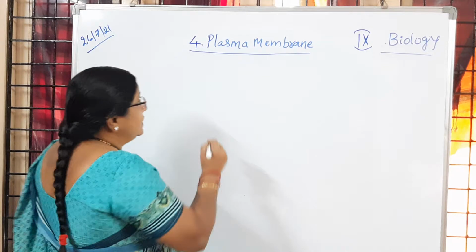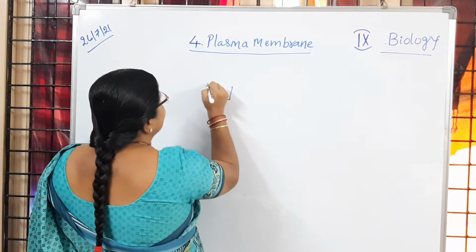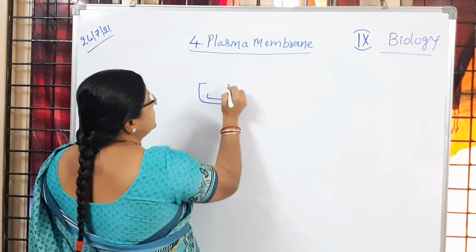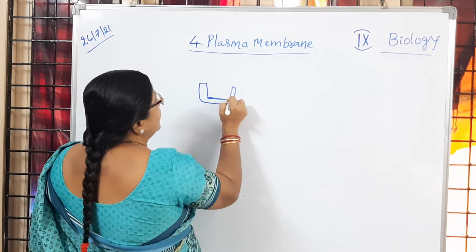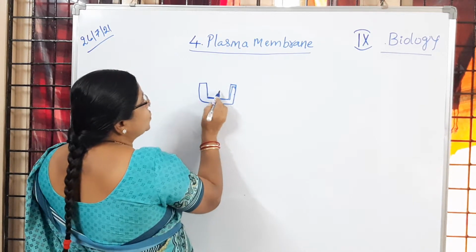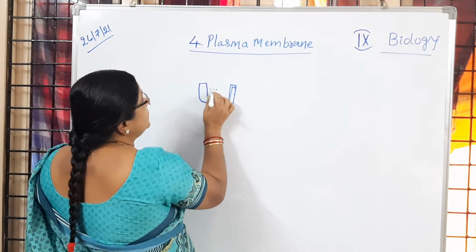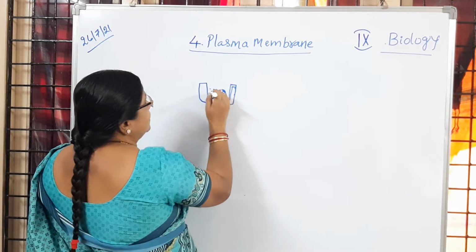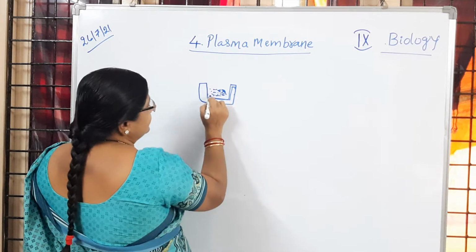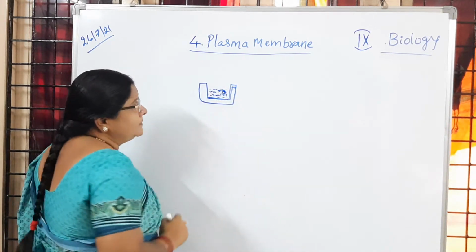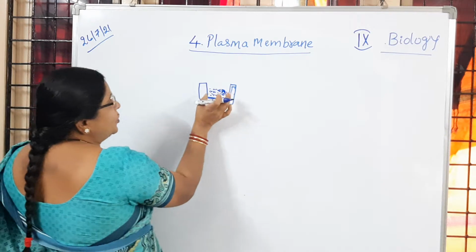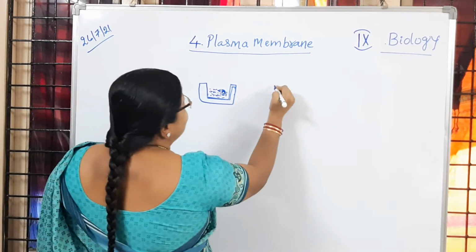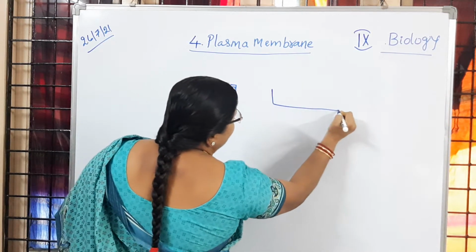Is it clear to you? We have to cut the potato into a scoop, just like a cup-like structure. Is it clear to children? Then what do we have to do? In this scoop, we have to fill sugar solution.